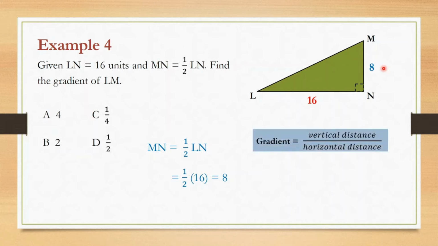Then use the formula again. Gradient equal to vertical distance divided by horizontal distance. So it's 8 divided by 16. You will get half. So the answer will be D.